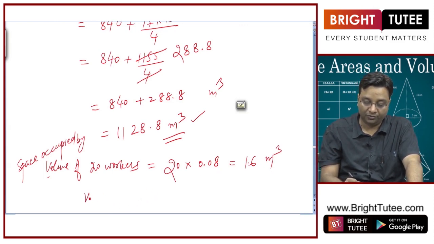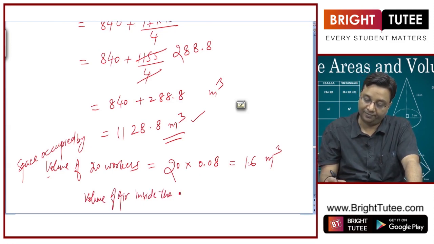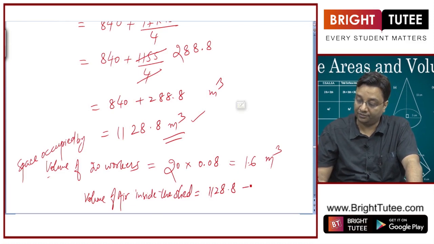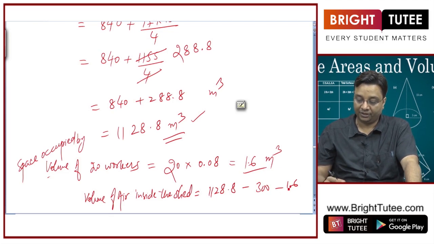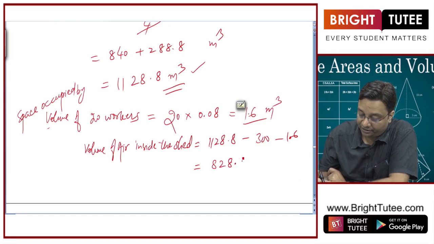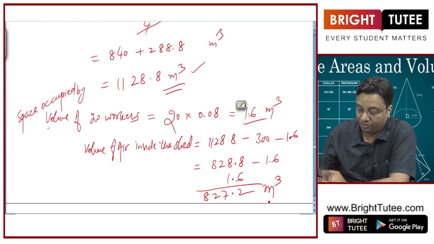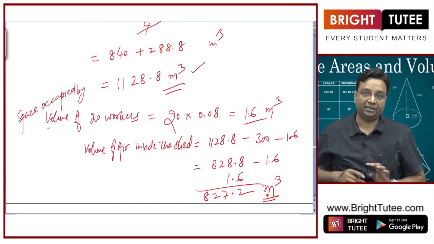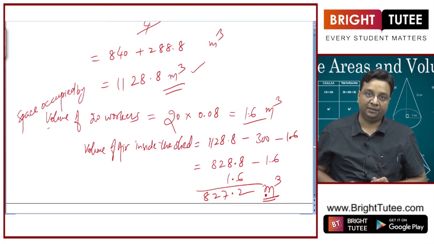Now volume of air inside the shed is equal to 1128.8 minus 300 for the machinery minus 1.6 for the people inside it, okay. So 1128.8 minus 300 is 828.8, minus 1.6. This you need to subtract carefully. So this will give you 2, this will give you 7 here. 827.2 meter cubed is the volume of air inside the shed with the machinery and people inside it, okay.